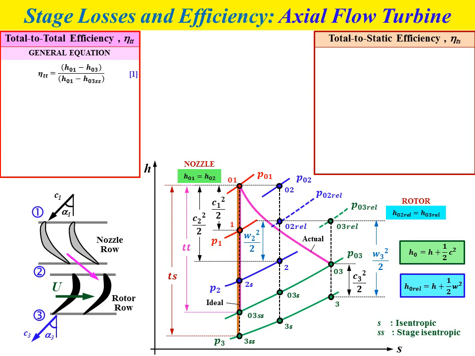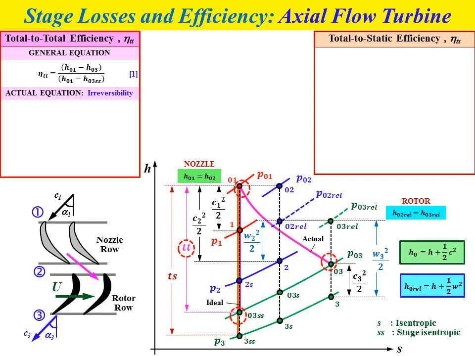Okay, so the general equation for total efficiency, mu Tt, is mu Tt equals H01 minus H03 divided by H01 minus H03SS. That is represented by equation number 1, where the equation involves the stagnation enthalpy value. So the conditions involved are condition 01, condition 03, and also condition 03SS.